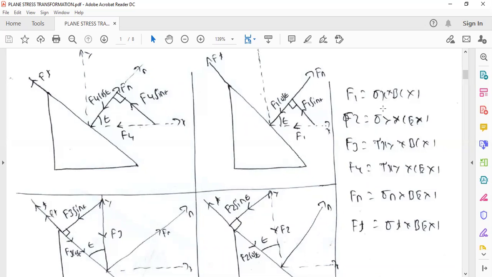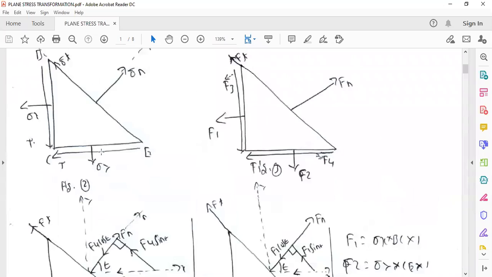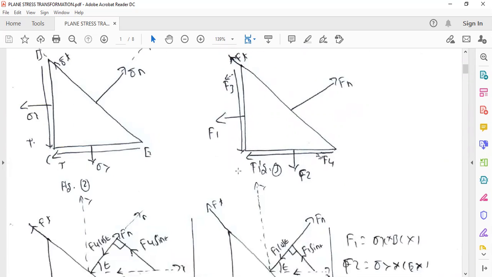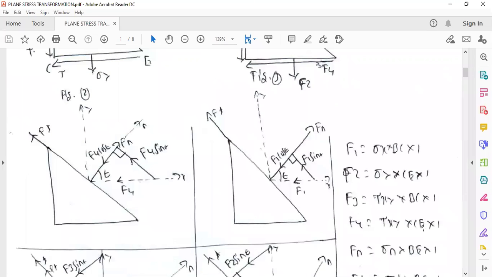Sigma into A is equal to F. So F1 is equal to sigma x into BC. Similarly, F3 is equal to tau xy into BC. Similarly, F2 is equal to sigma y into C. F4 is equal to tau xy into C.